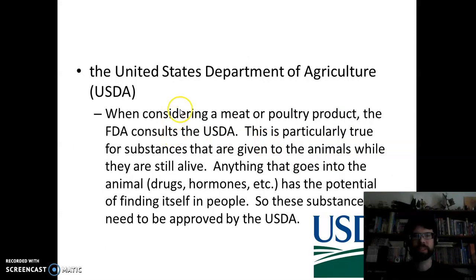The USDA, the United States Department of Agriculture, also has a job in food additives. Anything that falls into the meat and poultry industry, hormones and whatnot that are added to those animals, particularly when they're alive, there's a kind of joint venture between the USDA and the FDA, where they talk to each other, they both agree if something is safe or not safe, and if it's safe, then it's approved for use.